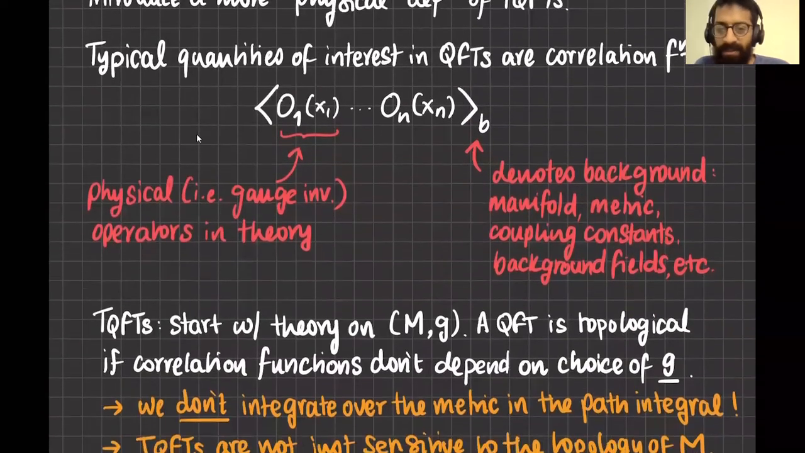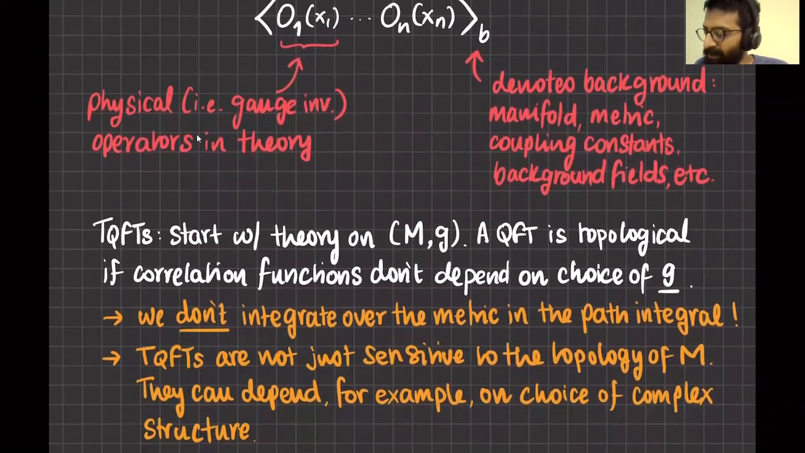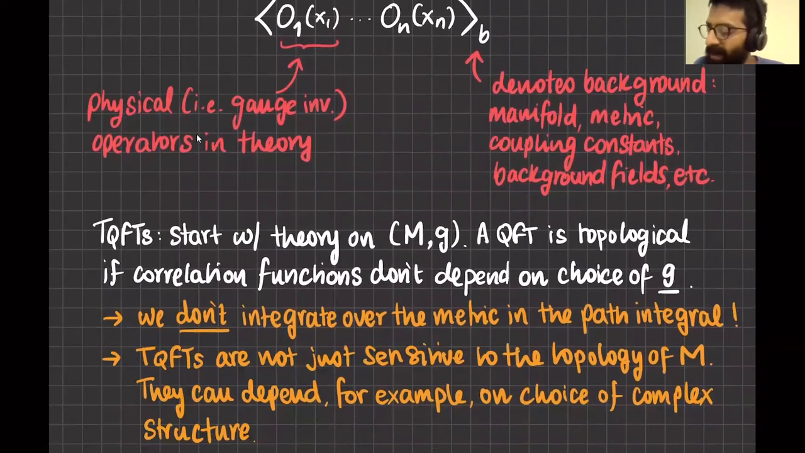Topological quantum field theories are defined in a very specific way. You start off with a theory on a manifold M, right? It may or may not have a metric. We'll see. We'll look at that in a moment. But we start off with a theory on a manifold M, G. A quantum field theory is called topological if its correlation functions do not depend on the choice of G.